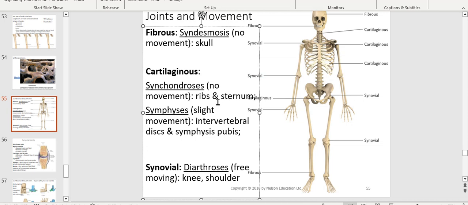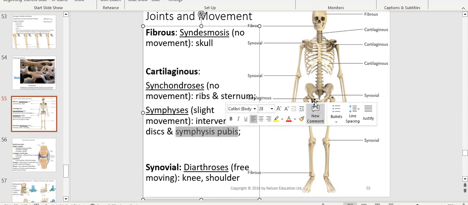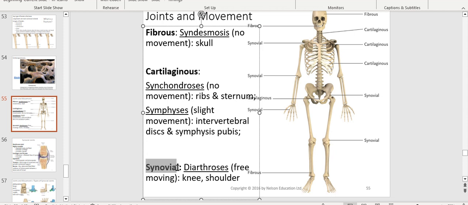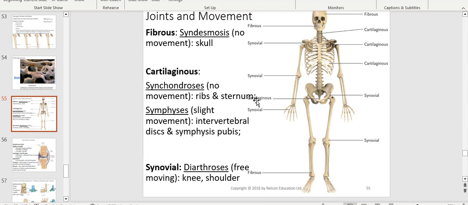There's symphysis joints where there can be slight movement. Intervertebral discs: there's a little bit of movement, not a lot, when you're talking of the joints of the spine. There's also the symphysis pubis, with a little bit of movement there for childbirth. And the movers and shakers here are the synovial joints, also called diarthrosis, free moving: knee, shoulder, that kind of thing. So have a look. And just remember, fibrous, no movement.